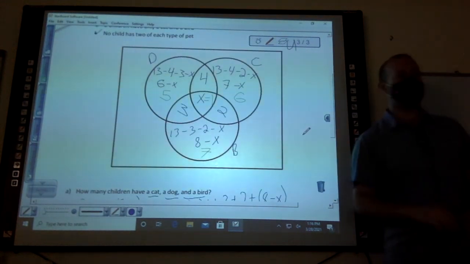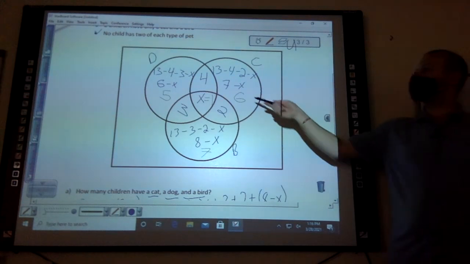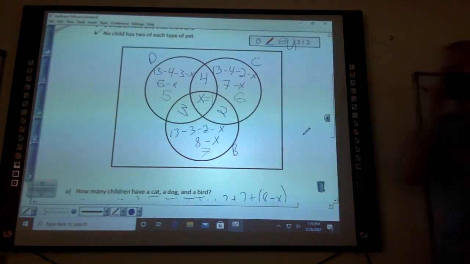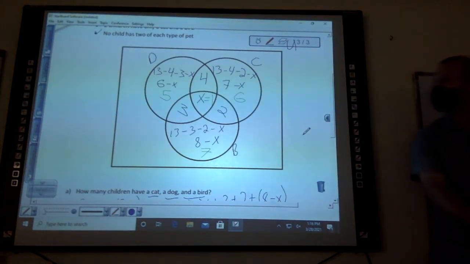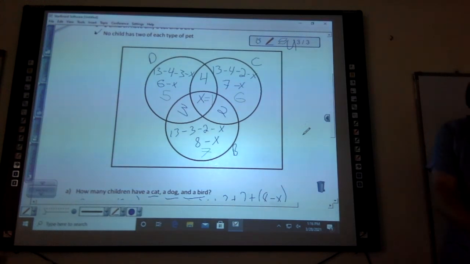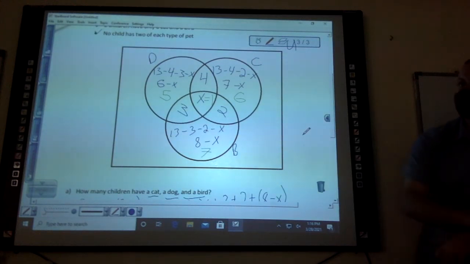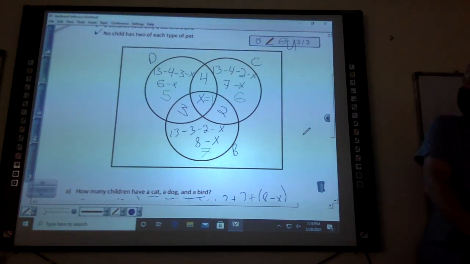So your strategy for solving any of these with the middle missing: just place a variable, place x in the middle, and then solve it like normal. And that's all you're really going to do. It takes some practice, but your strategy is the same every time. So once you get the strategy down with this, you know how to do it.